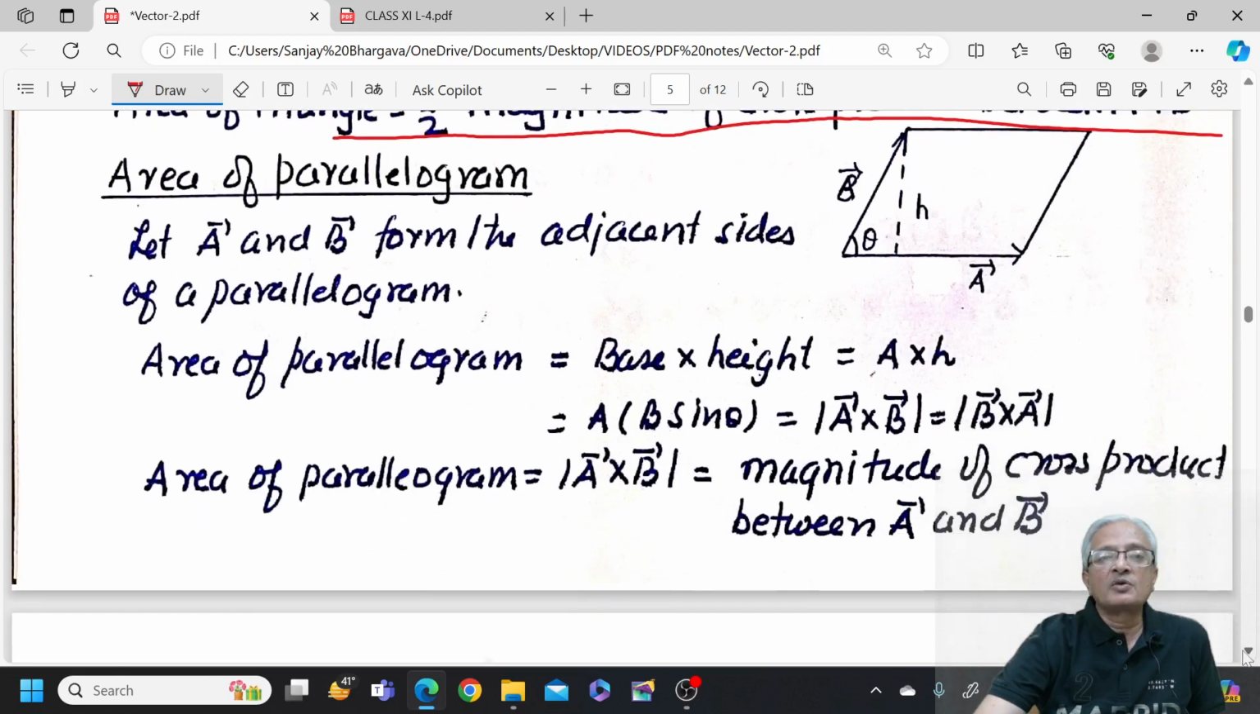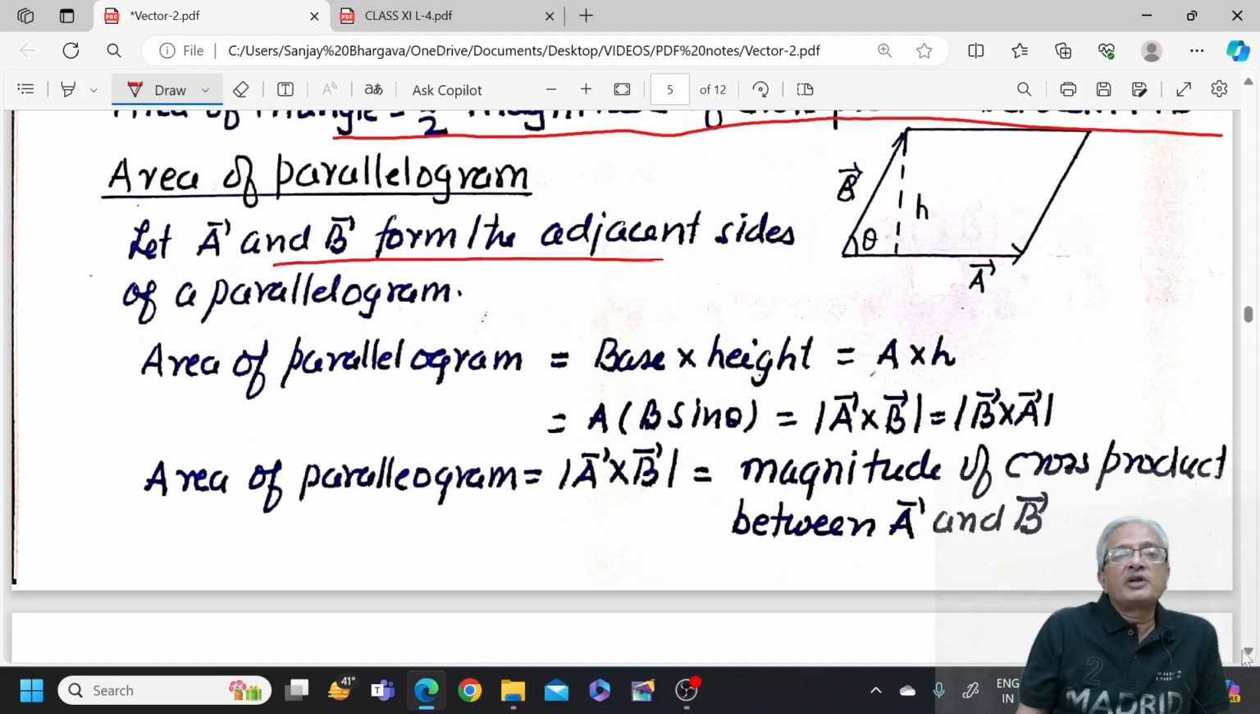We can also calculate the area of a parallelogram with the help of the cross product. Let the A vector and B vector form the adjacent sides of a parallelogram. Here is the A vector and here is the B vector. So what is the area of the parallelogram? Base into height, that is A times H.